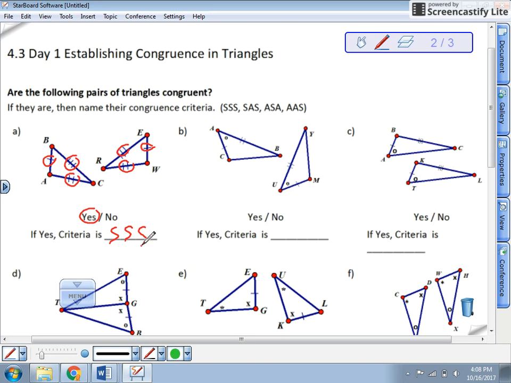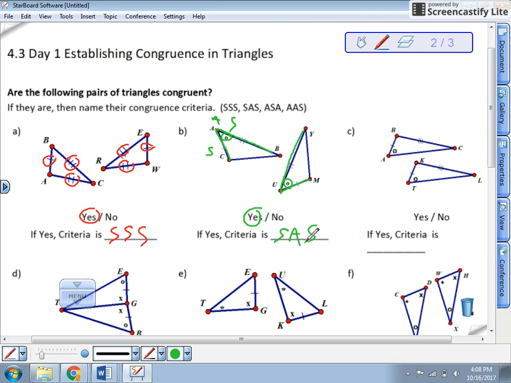All right, next one. We've got two angles. These angles are congruent, and the sides that are congruent form that angle. So this is side, there's our angle, side. So yes, side, angle, side. That's all we're doing for these.